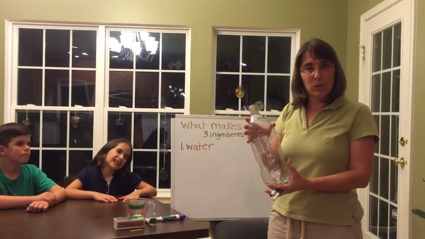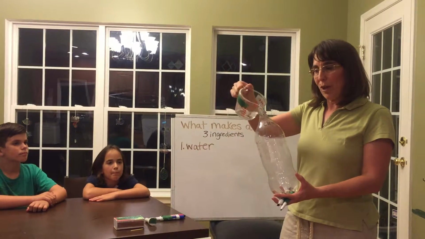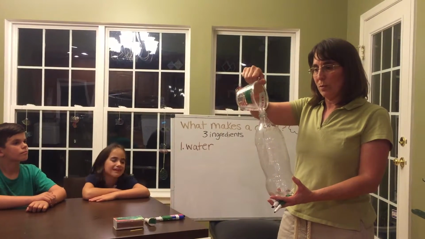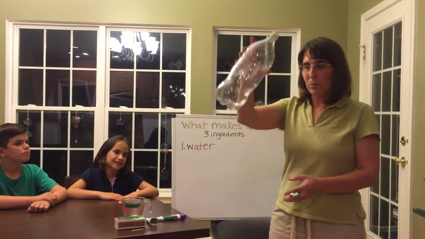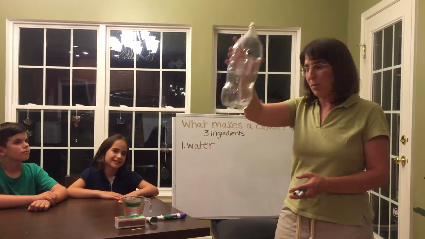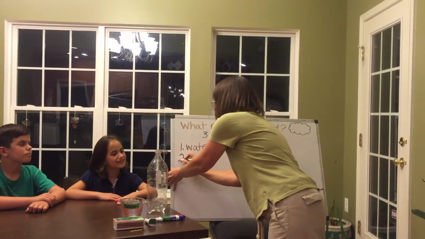This is a 2-liter soda pop bottle, and I'm going to pour our first ingredient in. So if you want to follow along and do this at home, you're going to want to pour about 1/3 or even a 1/4 cup of water into your 2-liter bottle, just as long as it covers the bottom of the bottle.